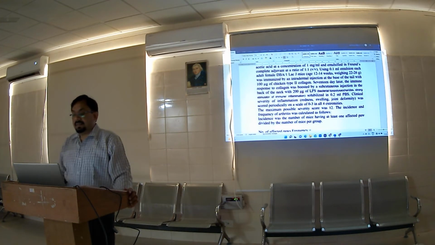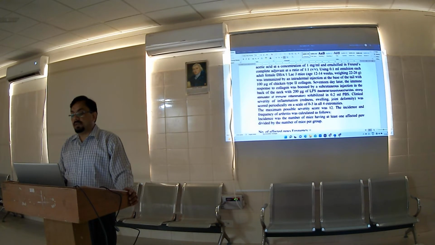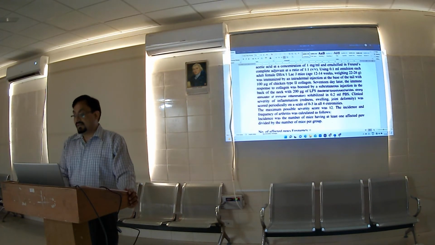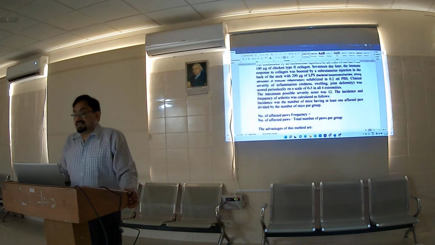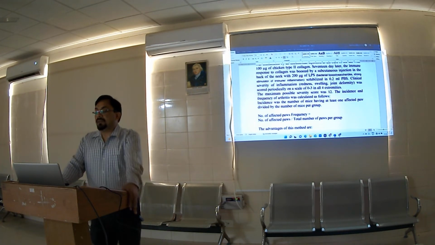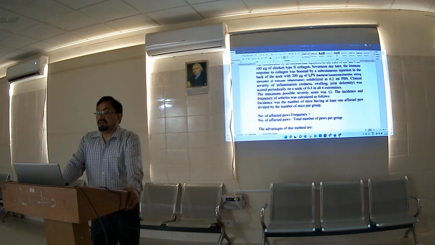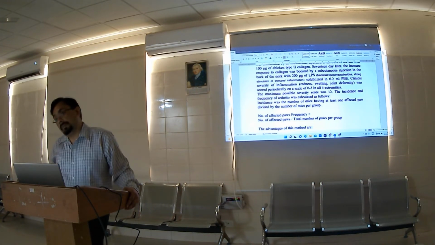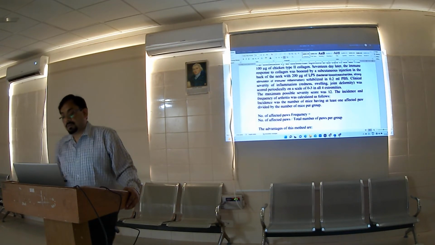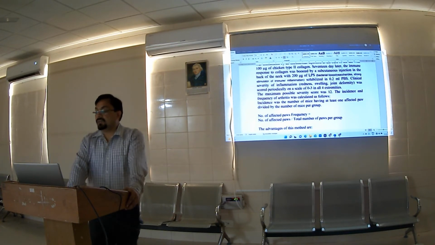The incidence and the frequency of arthritis were calculated as follows. Here this formula is given. Incidence was the number of mice having at least one affected paw divided by the number of mice per group. Frequency is equal to the number of affected paws divided by the total number of paws per group. So this is the formula by which we can calculate the score.